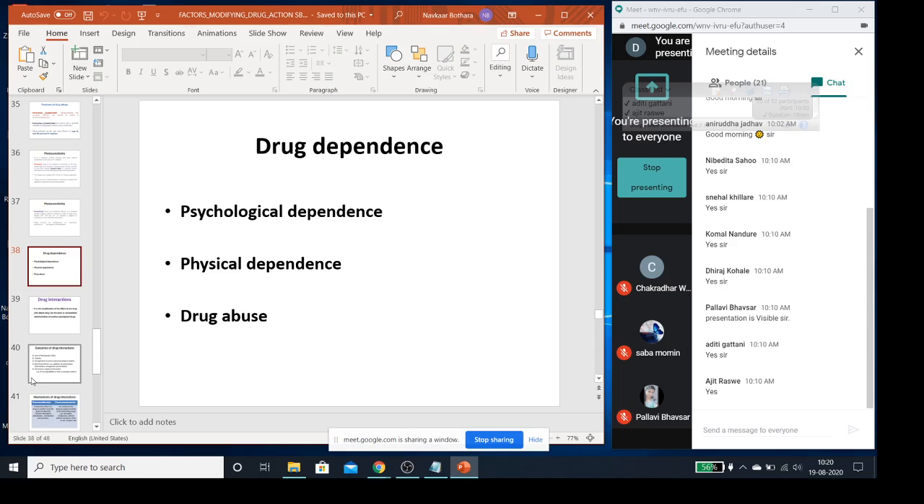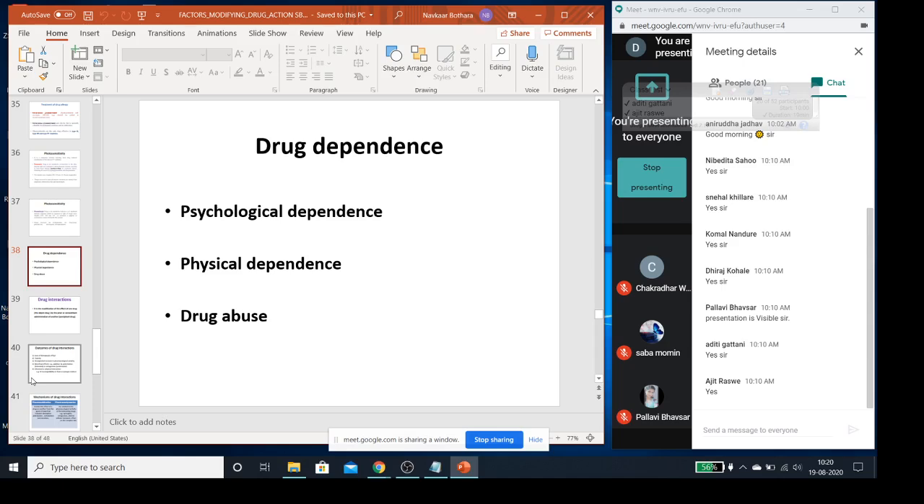Then, in the latter one or higher one, there are various drugs of abuse. They are called heroin, morphine, cocaine, etc. There are many such, methamphetamine. There are many such drugs which are responsible for this kind of drug dependence.